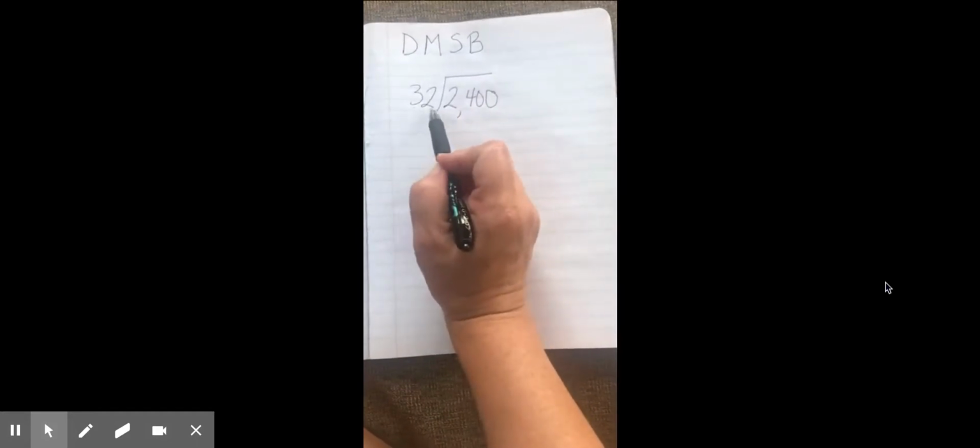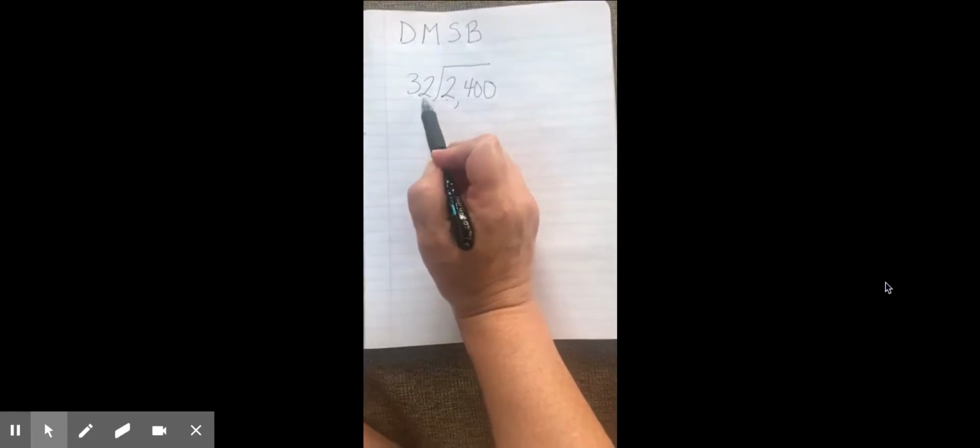2,400 by 32. But before we divide 2,400 by 32, we want to write down our mnemonics. So we're going to divide, multiply, subtract, bring down. So the first thing we need to ask is, can 32 divide into 2? And we know that we are unable to do that because 32 is bigger than 2. So we're going to put in a 0.